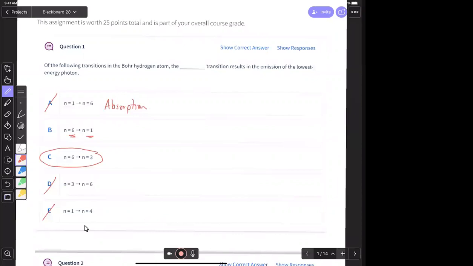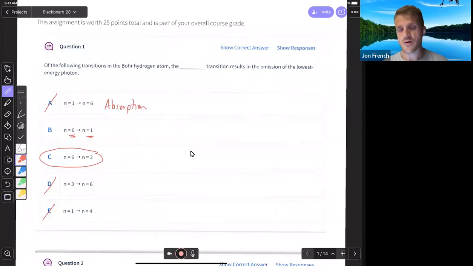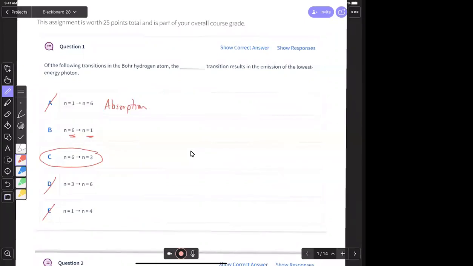Yeah, I have a question. So when we go, how do you know what's absorption and what's emission? How do I know what? How do you know what is absorption versus emission?